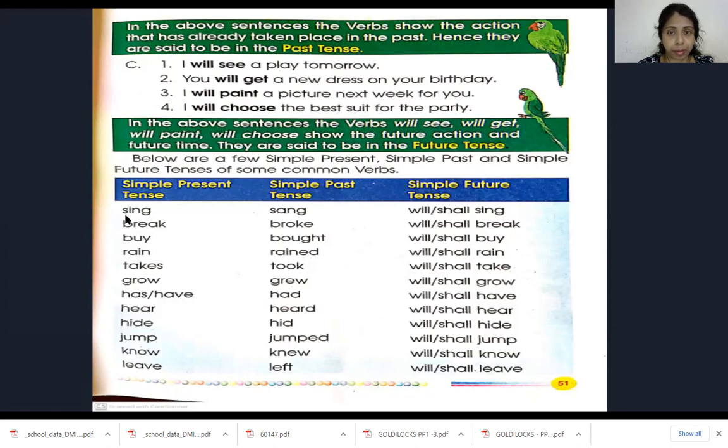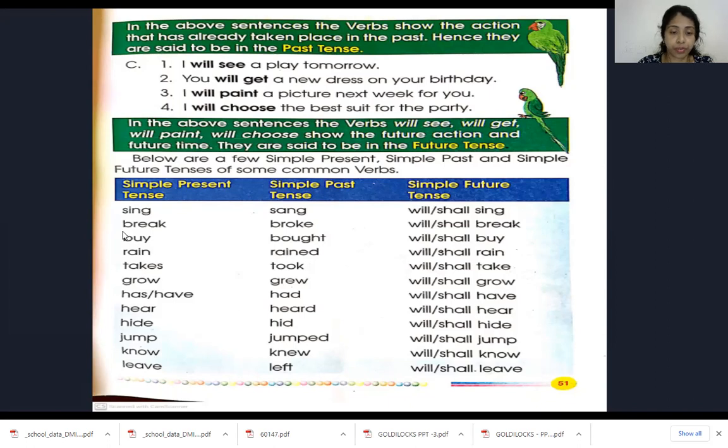The first word is sing. So the verb sing, in the present form, will be as it is, sing. But in the simple past form, the verb sing will be sang, S-A-N-G, sang. And in the simple future form, we need to use will or shall before the verb sing. It will be will sing or shall sing.